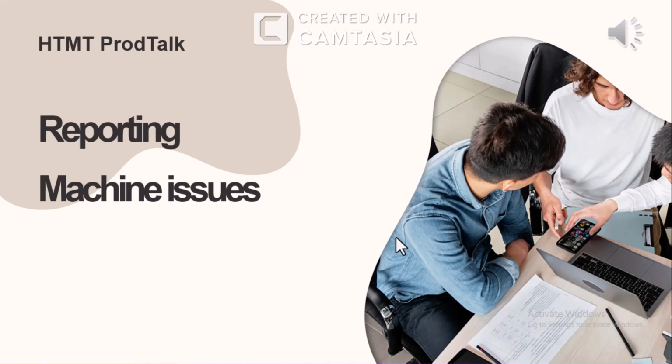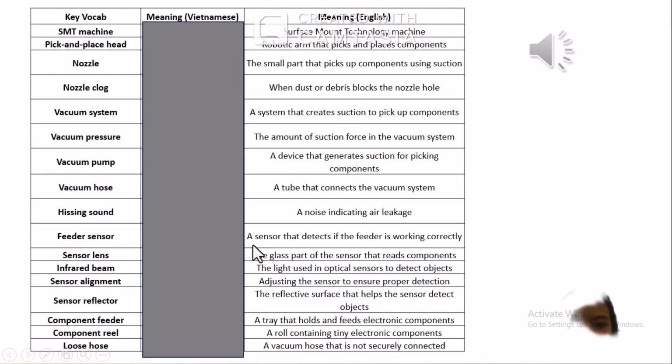For today's lesson, we're going to study about reporting machine issues. Let's first start with some key vocab of today's lesson. Try to mirror the words and guess the words' meaning in Vietnamese and in English.